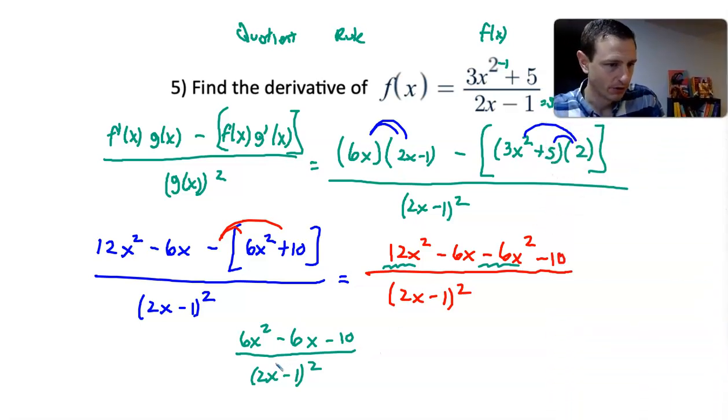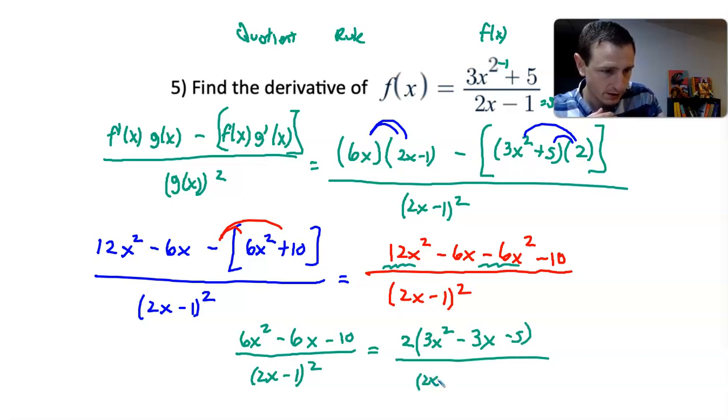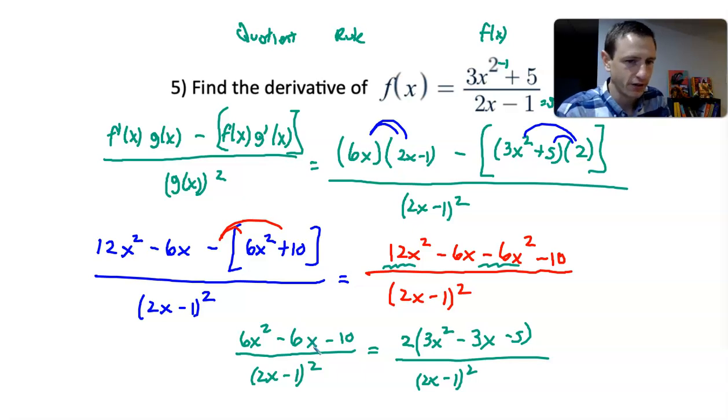I don't know if I need to keep going, because I have this 6x squared minus 6x minus 10. I could factor out a 2. Let me just show you what happens here. If I factor out a 2, I get 3x squared minus 3x minus 5, all over 2x minus 1 squared. So in this original form, without it factored, you may or may not know if that's going to factor or not. You might be able to understand how the numbers work and know, I don't think that's going to factor. But if you factor out a 2 here, and then you have 3x squared minus 3x minus 5, and you try to factor that using the AC method, look what happens.